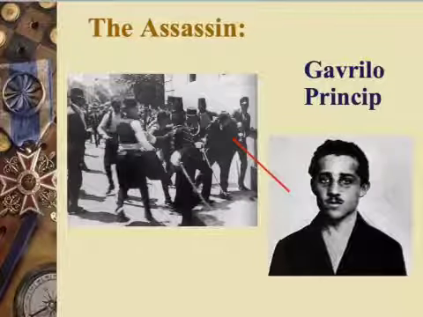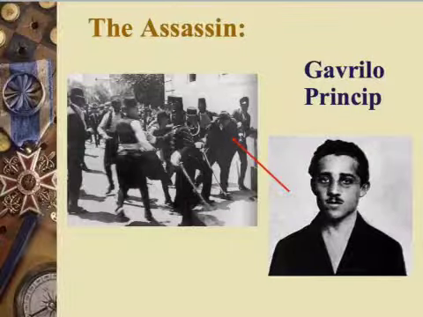Princip was a member of a Serbian terrorist group known as the Black Hand, and they would claim that they acted alone, but ultimately that was not a good enough answer for most of Europe, particularly Germany, who was an ally of Austria-Hungary.